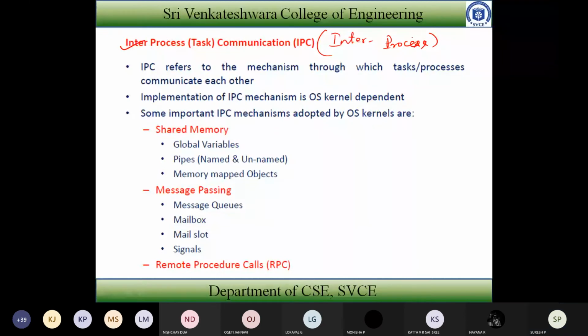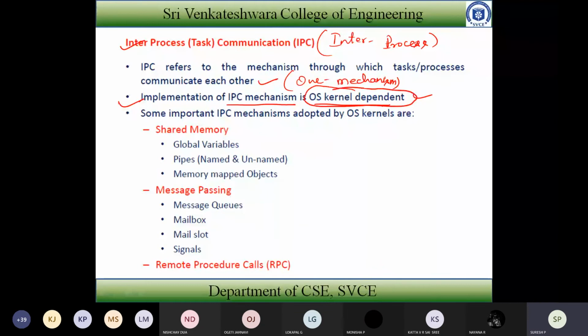So here, IPC refers to what? It refers to the mechanism through which tasks or processes communicate with each other. It is one type of mechanism where a task or process is going to communicate with another. Now who is going to do that? The implementation of IPC is going to happen by the kernel. The implementation of the IPC mechanism is OS kernel dependent, so the implementation is going to happen with respect to the OS.